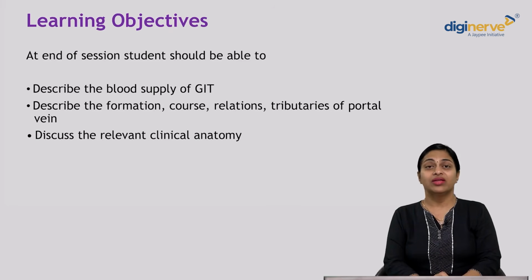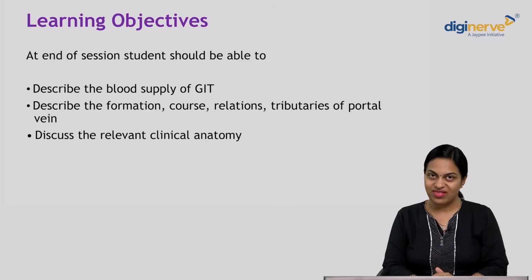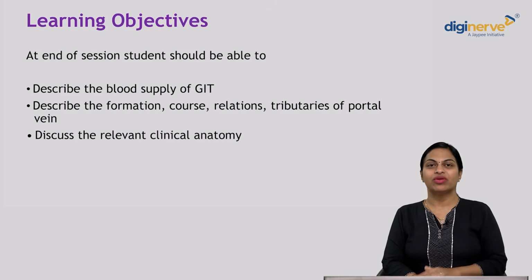In this session, we'll be discussing the blood supply of the gastrointestinal tract, including the artery of the foregut, the celiac trunk, the artery of the midgut, the superior mesenteric artery, the artery of the hindgut, the inferior mesenteric artery, and also the portal venous system.